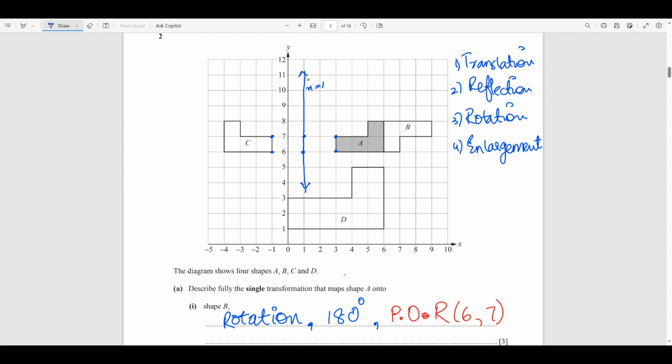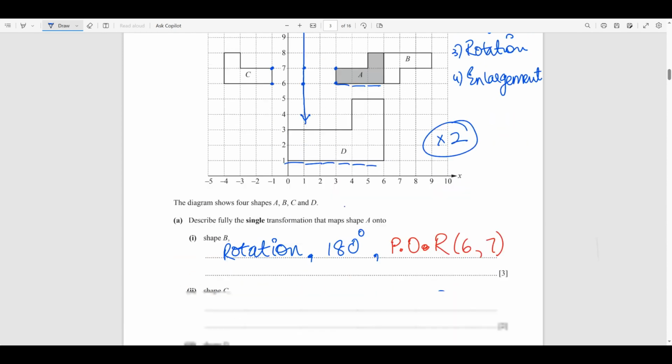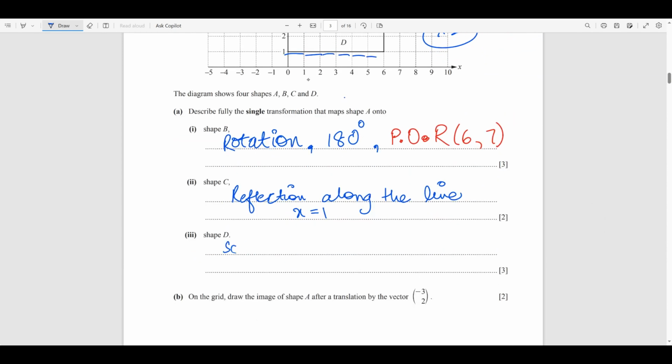So just notice that these are 3 blocks and these are 1, 2, 3, 4, 5, 6 blocks, right? So this is a multiplier of positive 2, because it looks like it has only translated. So the scale factor is 2, right? And then you will have to say that this is enlargement, 3 marks. One mark for identifying this as enlargement, the second mark for the scale factor, and the third mark for the center of enlargement.